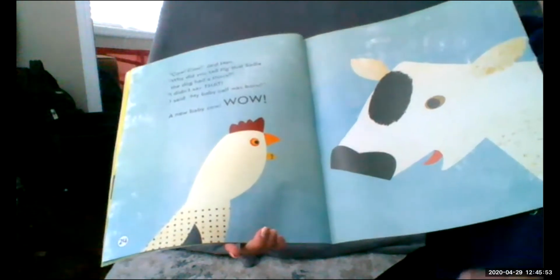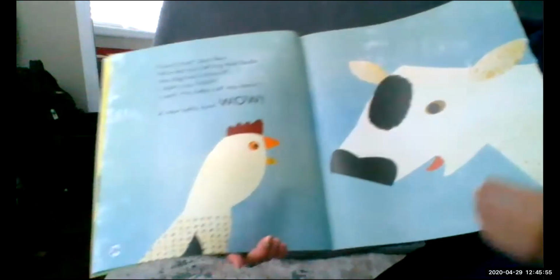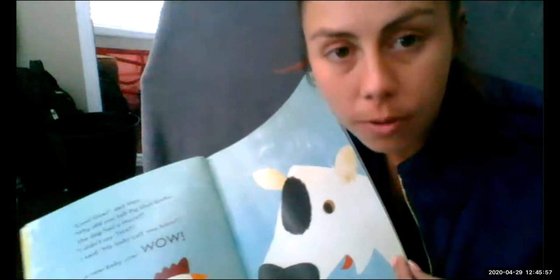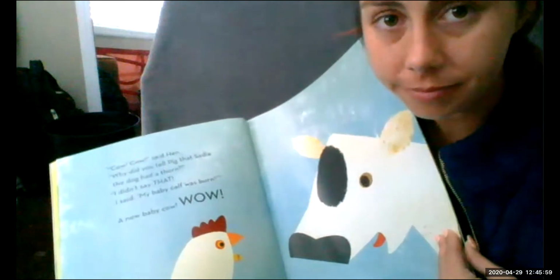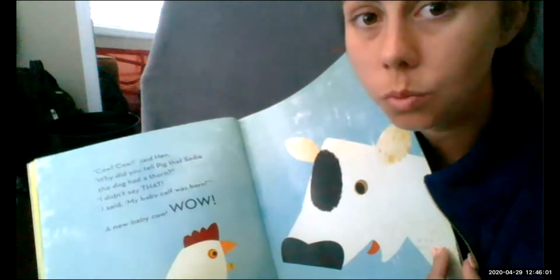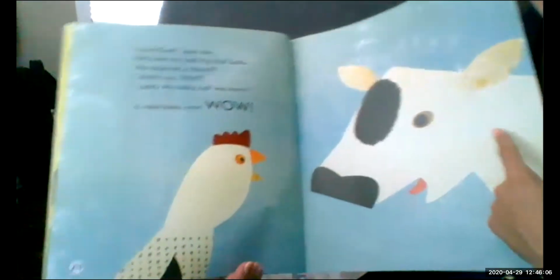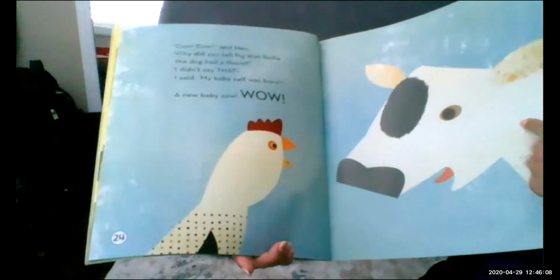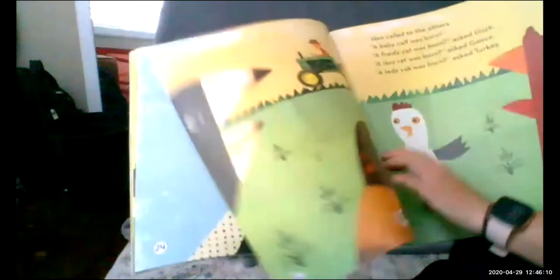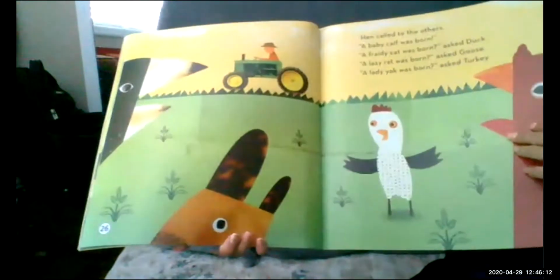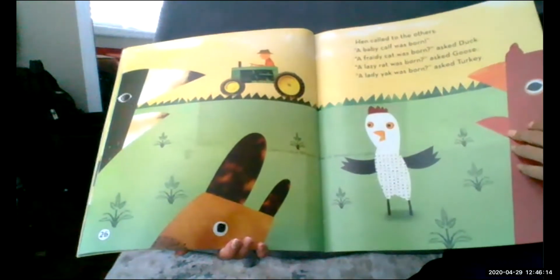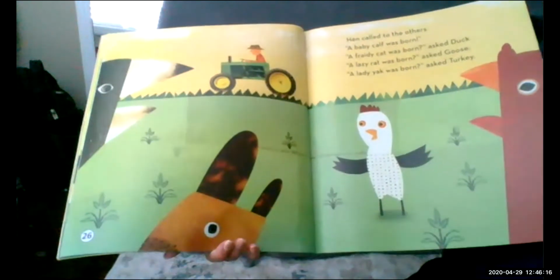A new baby cow? Wow! Do you know what a calf is? A calf is the word for a baby cow. So the cow was saying that her baby was born. Hen called to the others, a baby calf was born.